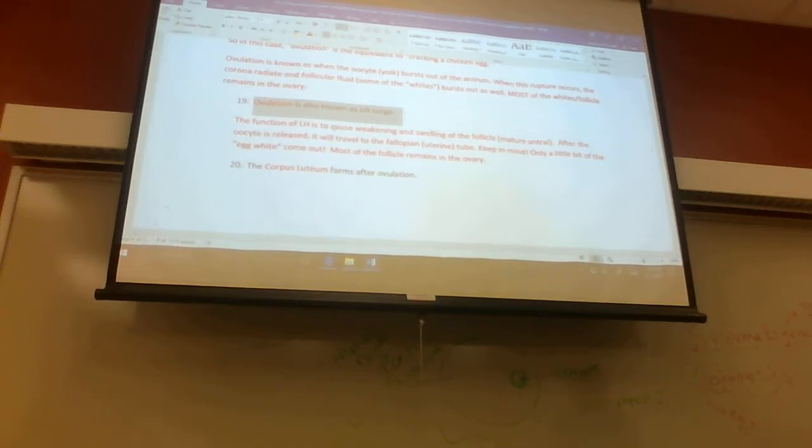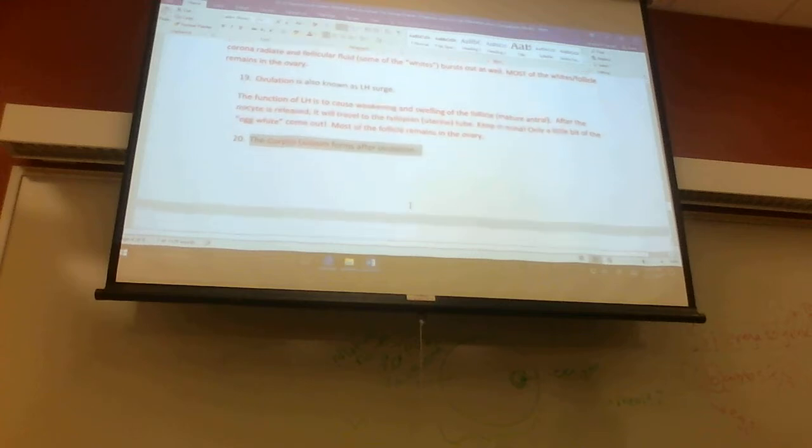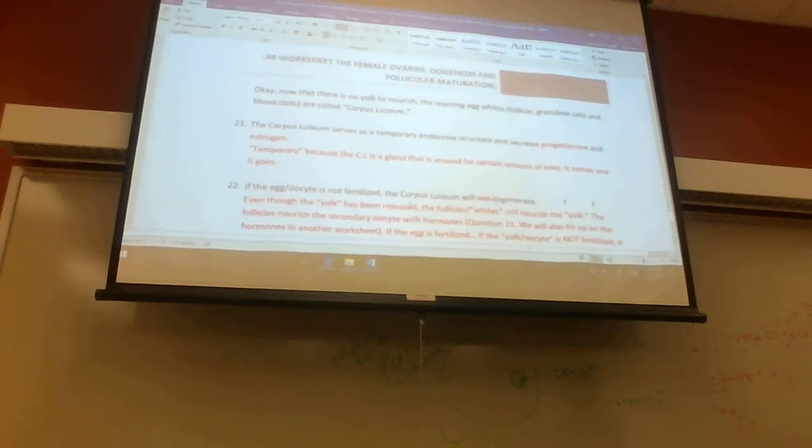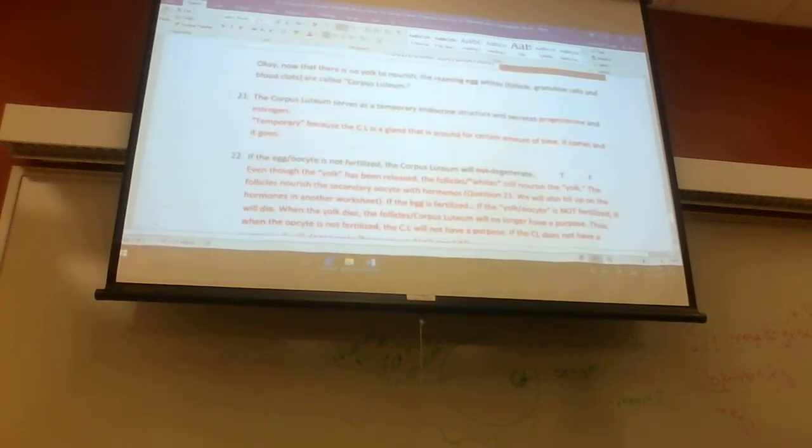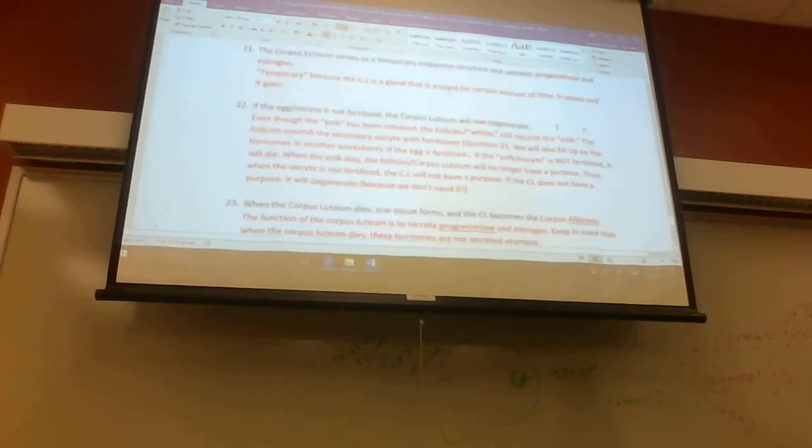Okay, fallopian tube. Keep in mind, only a little bit of the egg white comes out. So a little bit of it comes out, but that's the first polar body. We don't really do much with that. It gets recycled. Most of the follicle remains in the ovary and becomes the corpus luteum. So the egg yolk stays, and what comes out is mainly egg whites.